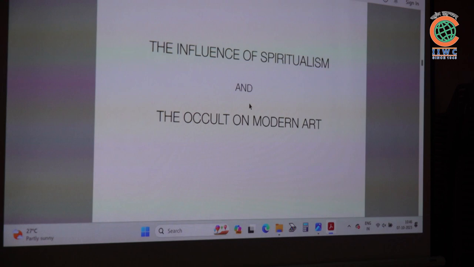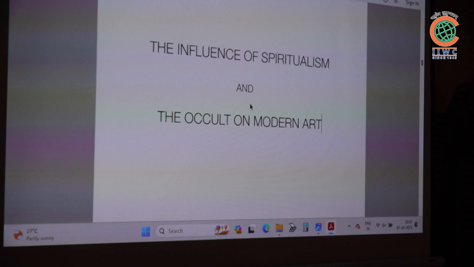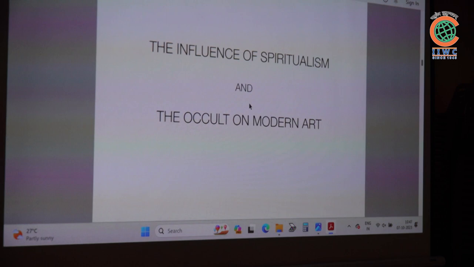Now, the influence of spiritualism and the occult on modern art, he says. So, what is this occult? See, you must notice that in our pantheon, we don't have ghosts or spirits. We never have ghosts. We have devas and asuras and the demigods, the avatars all the time. They were killing Narakasura and all that. So we had only gods, demigods, and the Rakshasas and all that. But we never spoke about spirits coming or that.